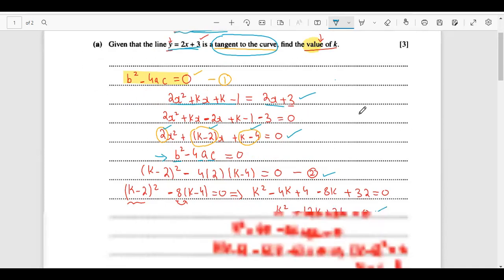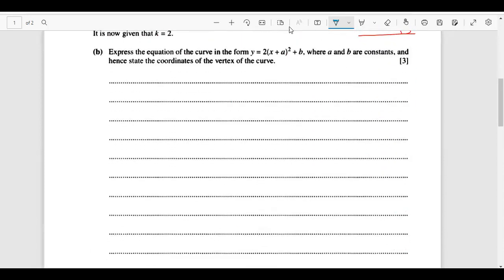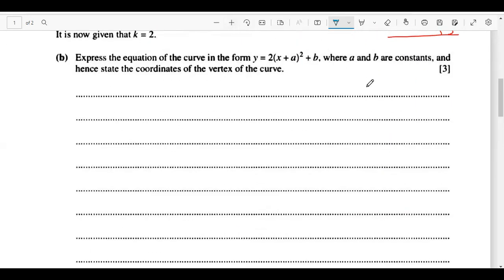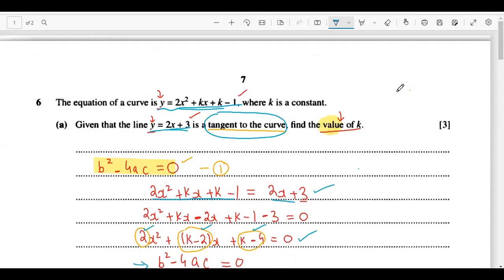So let's talk about the next part of the same question. Okay, we are done with the first part. Let's talk about the second part now. It is now given that k is equal to 2. Okay, so where exactly was k? This is k.